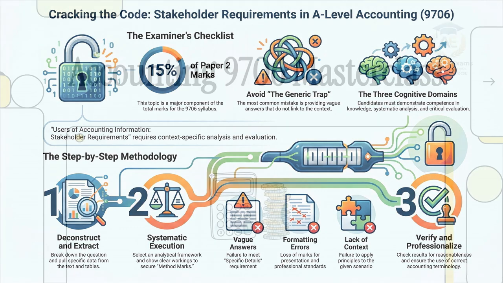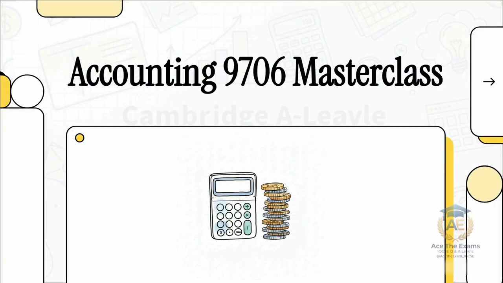I am your master coach, an examiner who spent years seeing exactly where students leave marks on the table. Today, we are tearing down and rebuilding the absolute bedrock of your Cambridge AS and A-level accounting 9706 syllabus. We're talking about the four core accounting concepts: business entity, historic cost, money measurement, and going concern.